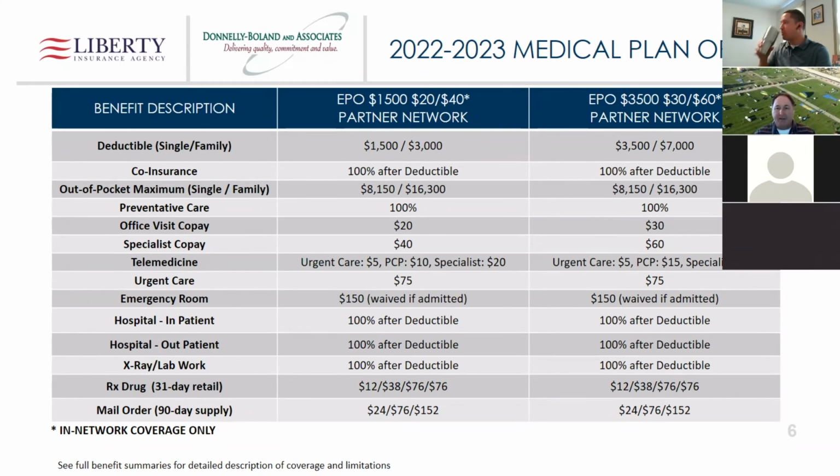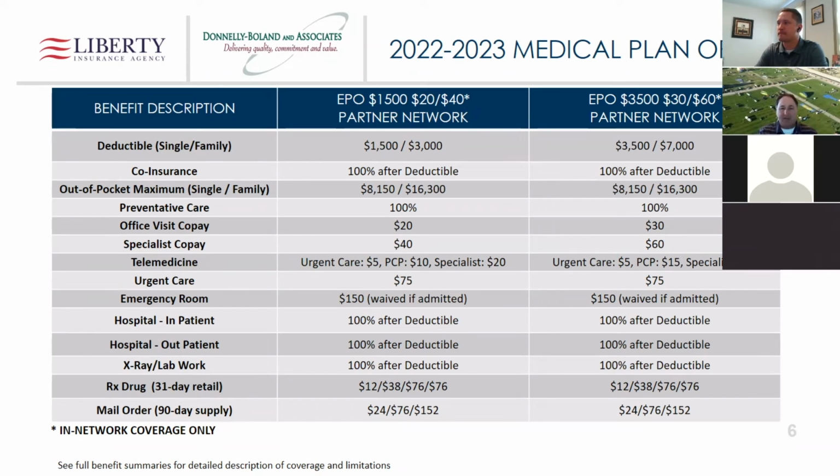Maximum of twice that amount for the family exposure. Coinsurance, this plan pays, or these plans pay 100% after deductible. The maximum out of pocket is $81.50 for an individual or twice that amount for a family. And before you get too excited, I can't imagine how you would reach your out-of-pocket maximum.